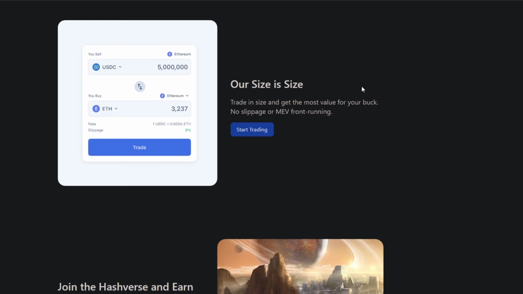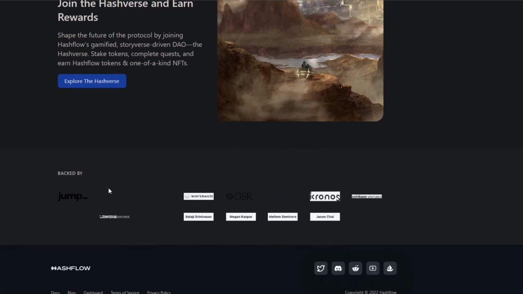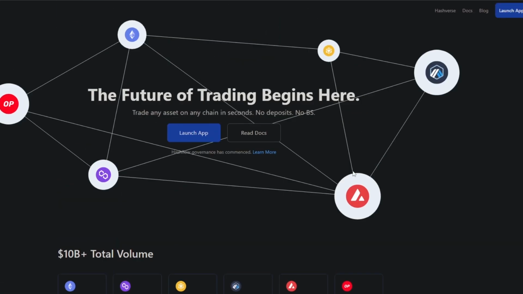Trade in size and get the most value for you, with no slippage or MEV front-running. And if you go with join the Hashverse and earn rewards, you help shape the future of the protocol by joining Hashflow's gamified storyboard, where you stake accounts, complete quests, and earn alpha tokens and one-of-a-kind NFTs. It's backed by Jump, Wintermute, and Multicoin. These are different companies that back this platform.